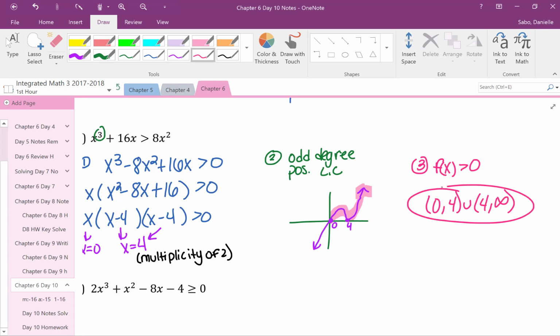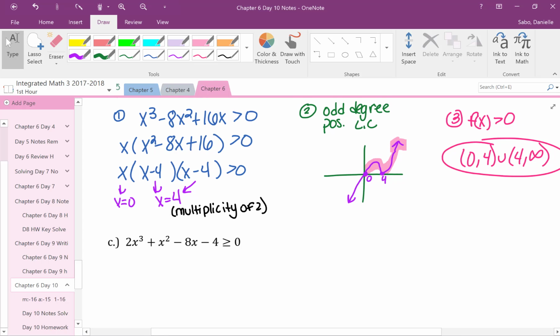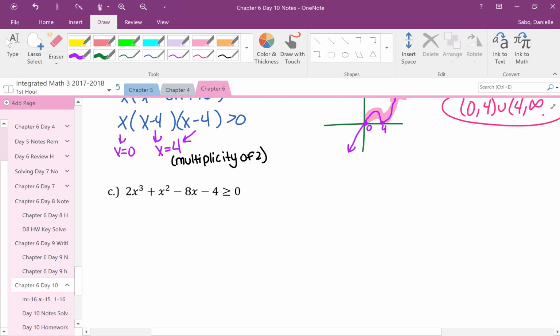I want you to try letter C. I know there's a lot of factoring here, but you got it. Try C. Everything's already to the left side. They really don't have to do anything there. It's all set up for you. So try C.